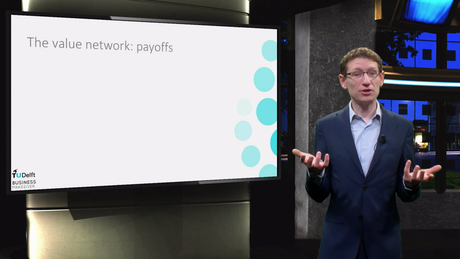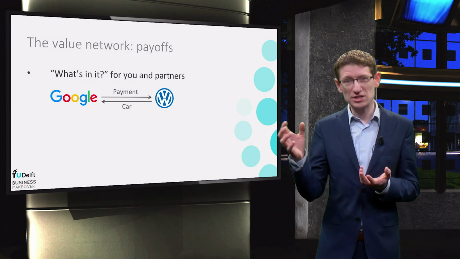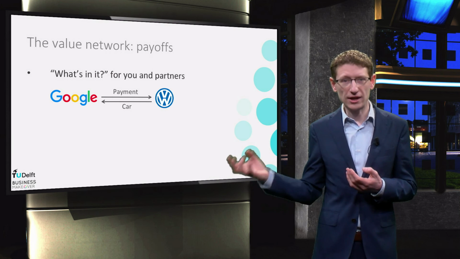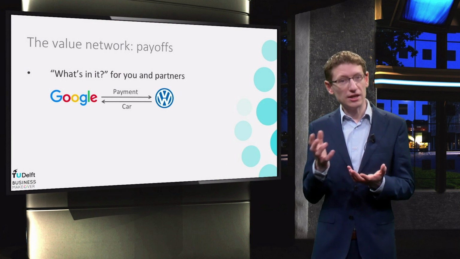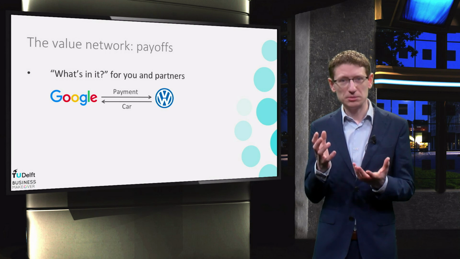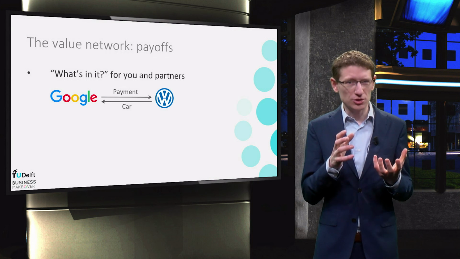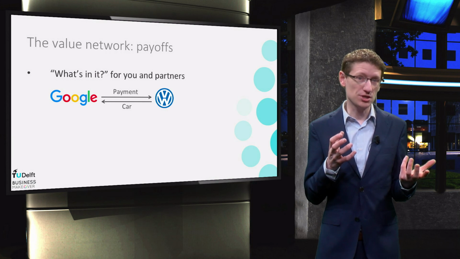In the end, the value network tells you just what's in it for each of your partners. It shows you which roles and actors are required and what value is exchanged between the partners to make the business model work. It's especially useful to draw a value network in a group session.